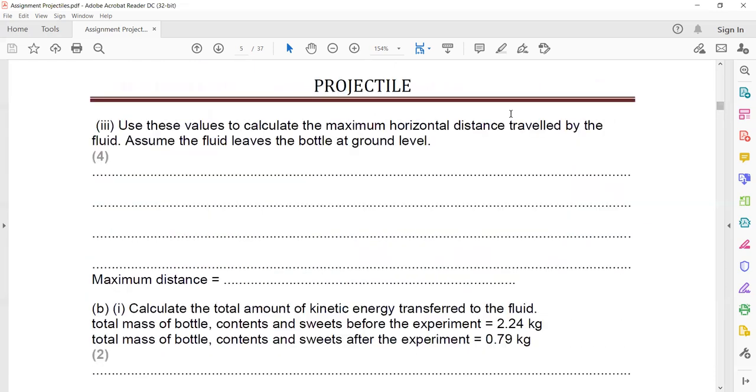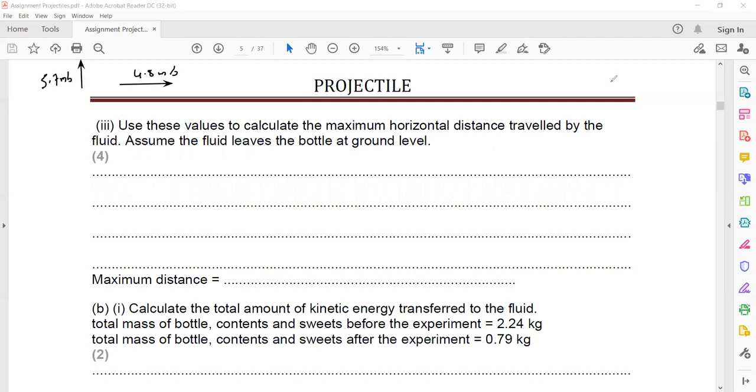The next part: use the value calculated to find the maximum horizontal distance. Assume that the fluid leaves the bottle at ground level. So we have the horizontal component at which it is coming out, which was 4.8 meters per second, and we got the vertical component as well, 5.7 meters per second.